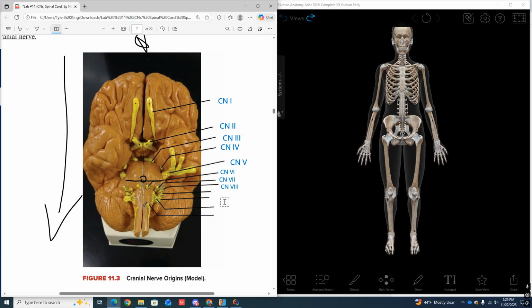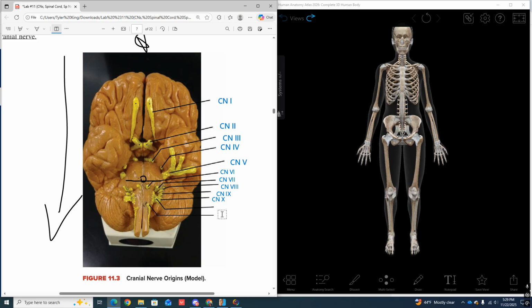Vestibulocochlear. Keep going down. CN IX, number 9, glossopharyngeal. What's after that? Number 10. I can get that guy in here, there we go. CN X, number 10. Keep going down. Let's see if I can move him here. There we go. Perfect.